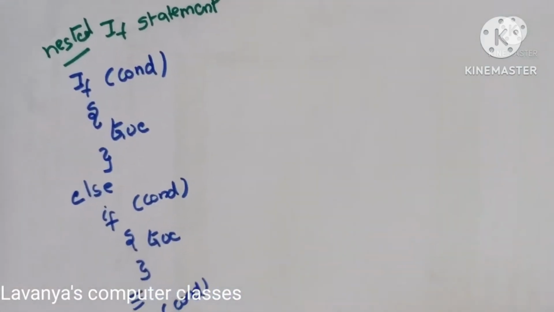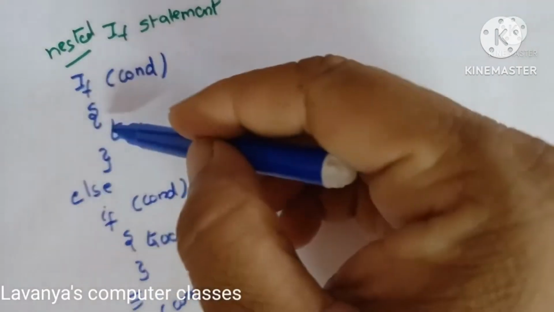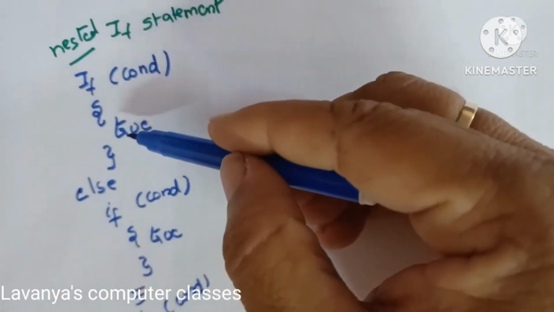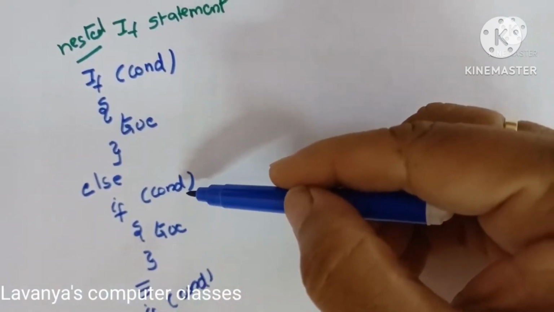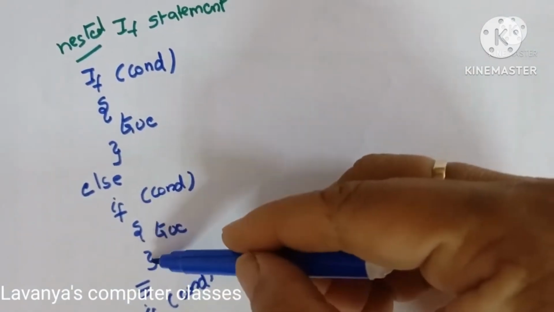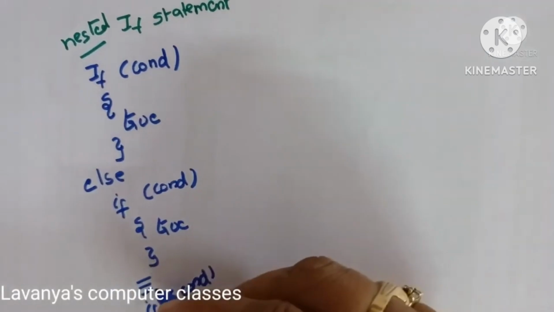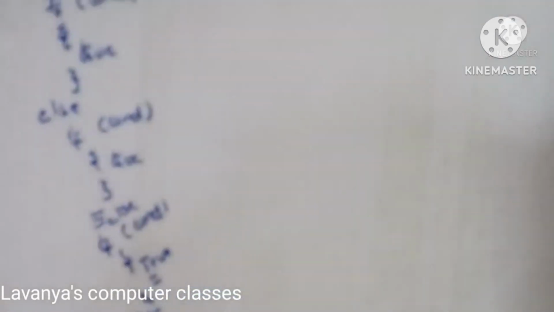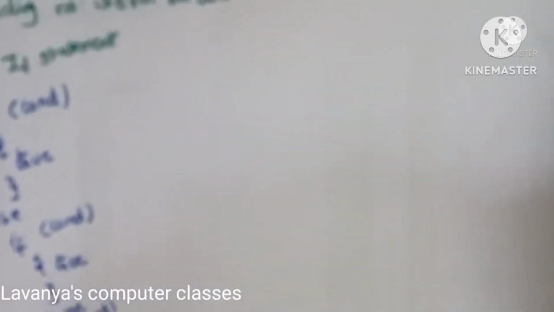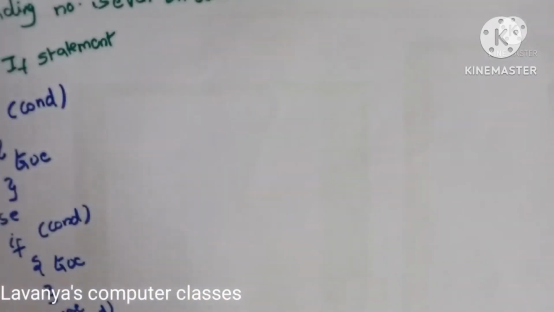Check a number of conditions. If condition, maybe it is true or false. If it is true, execute true block statements. Else, check one more condition. If the condition is true, execute true block statements or go to the false block statements. In the false block statements, we have to go for one more if statement. Like this, we can check any number of if statements. Now we'll go for an example.